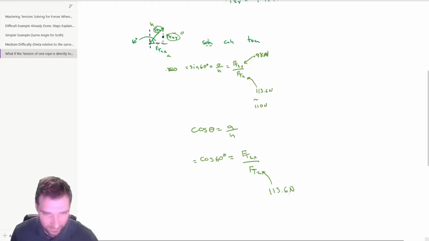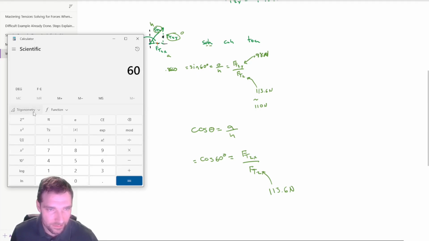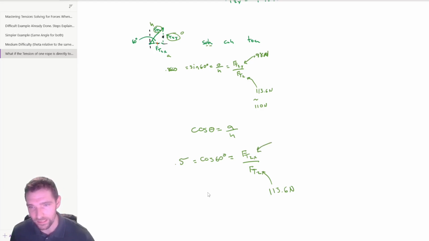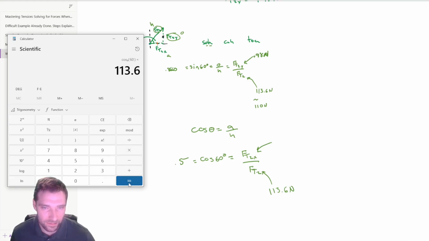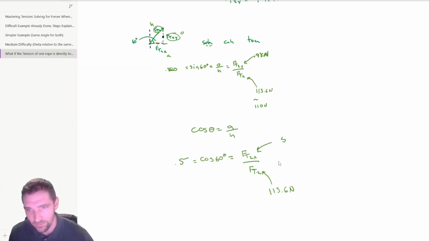So we got cosine 60 here. 60 times cosine, that's just going to be 0.5. So we can see our FT2 in the x is now going to be half of whatever that number was. So we take that 0.5 and multiply it by 113.6, and that should give us this top number. So we got, yeah, 56.8 newtons here. We could round that to about 57 newtons. So that would give you a slightly different number. If you'd done the 110, it would be 55 newtons.